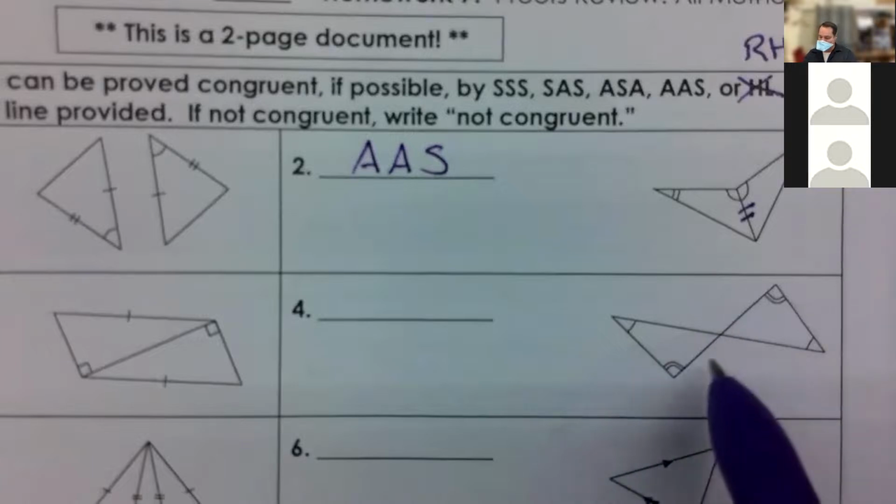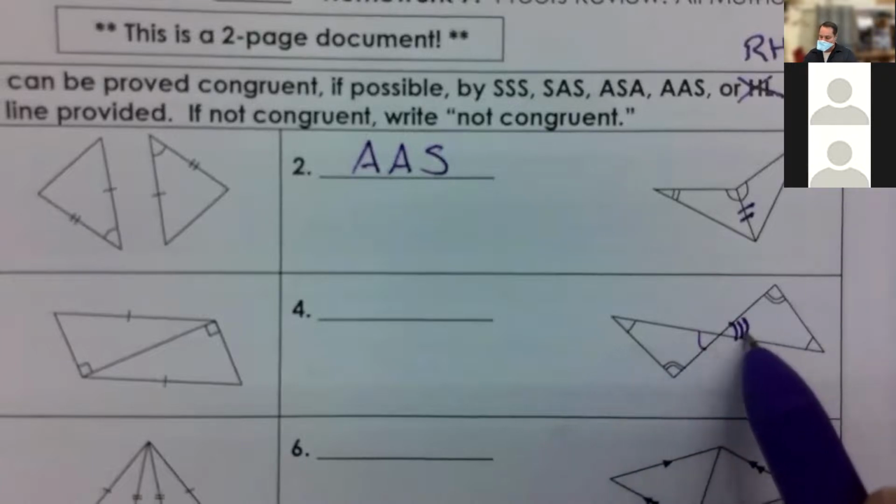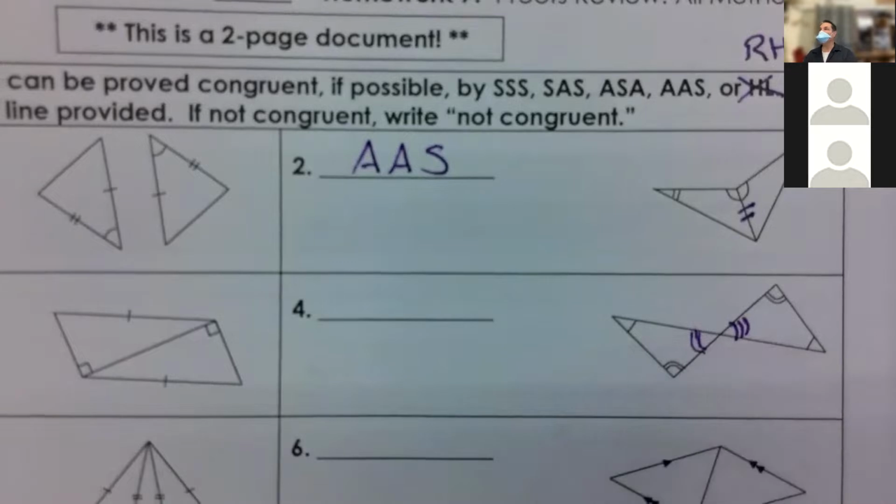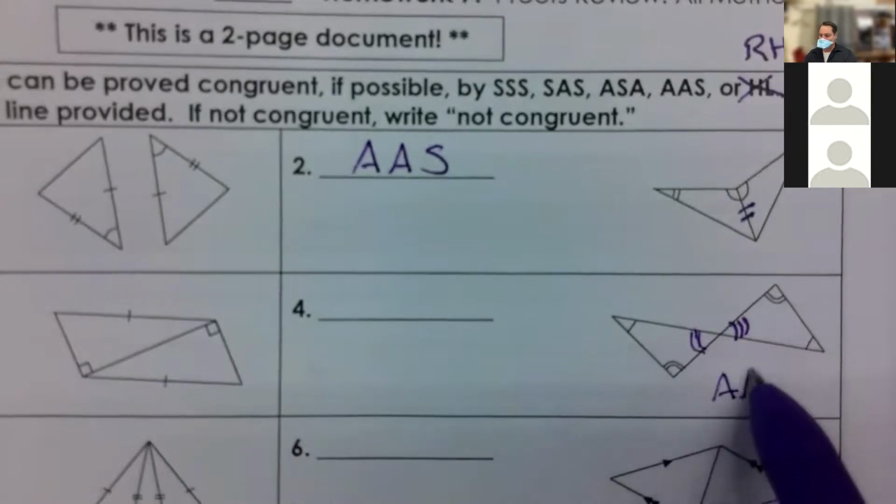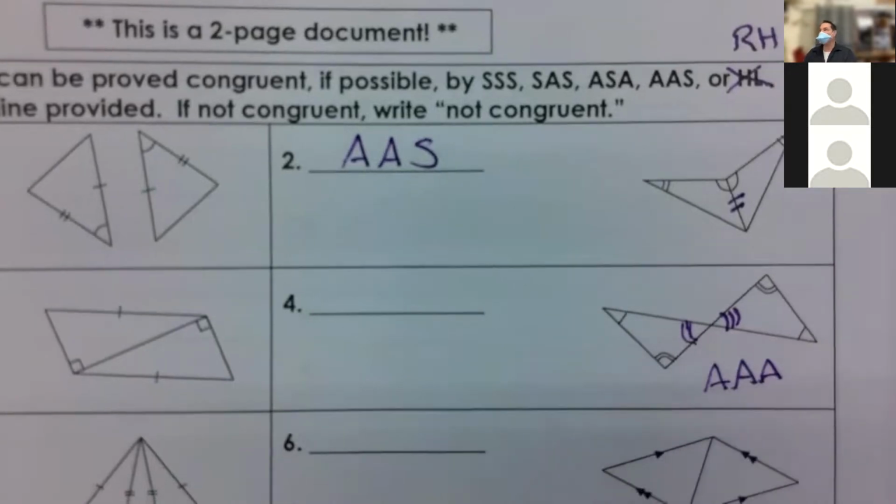Vertical angles. But even once you get that, that only gives us angle, angle, angle. And as Asher said, that's not one of our answers. That's not what makes it congruent.